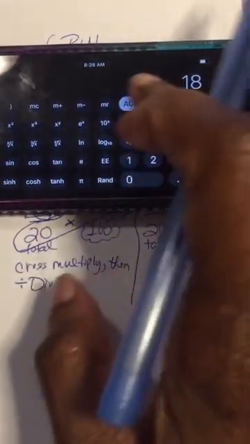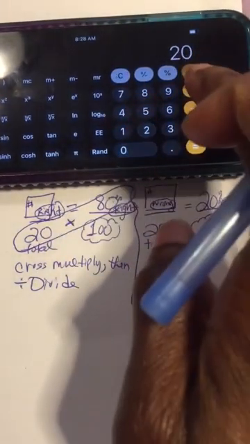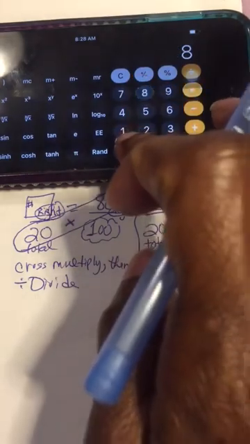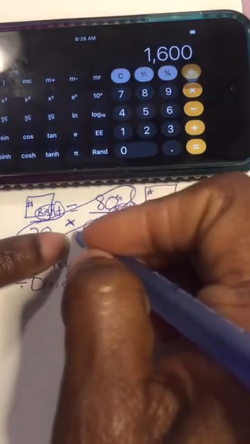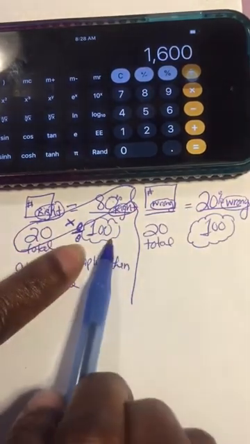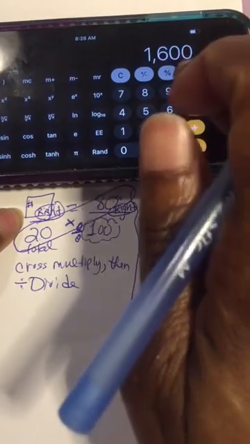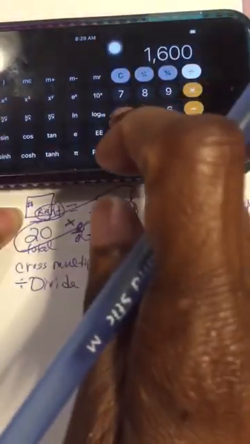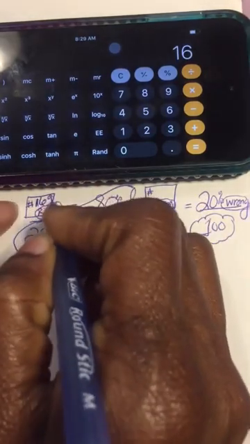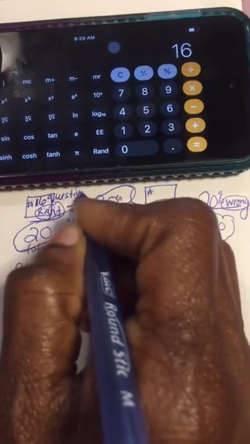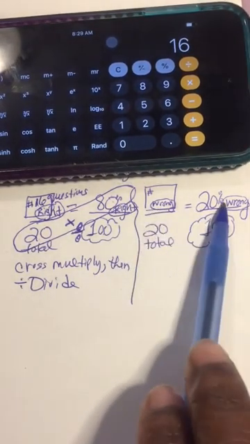So for this case, I'm just going to do 20 times 80. So 20 times 80 equals, and don't forget to divide by the number that's left out. So it's divided by 100 will give you the answer to the empty box. So divided by 100 is 16. So that means I got 16 questions right.